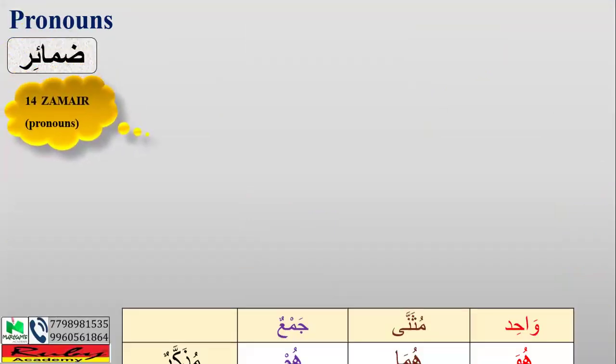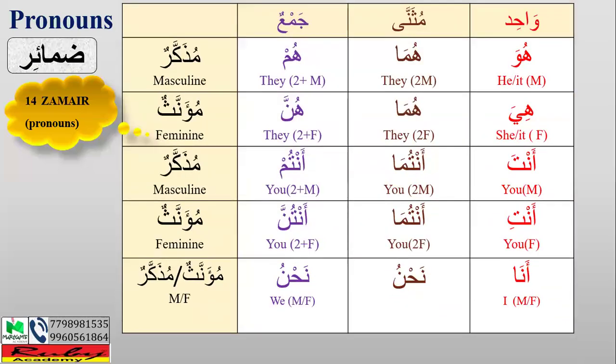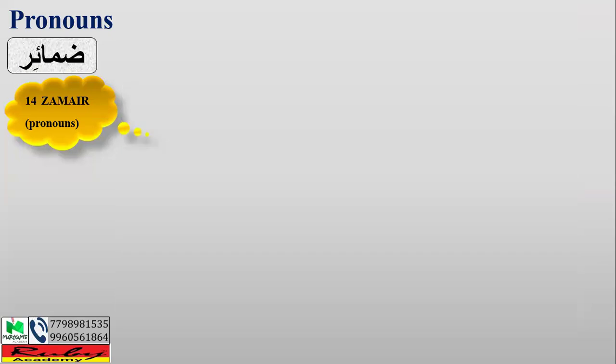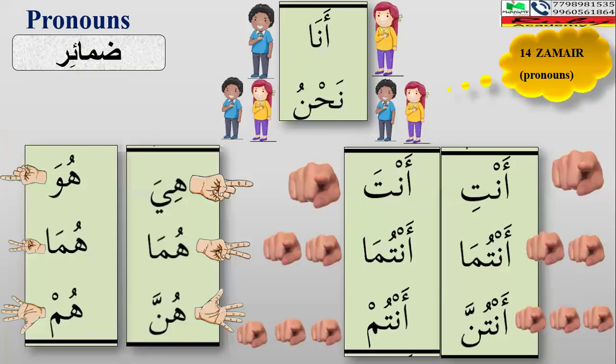Now there are 14 pronouns. You can see here, I have mentioned this table is very important to understand. But before getting this table, we must understand this visualization. Why? Because you need to understand what pronoun I should use in what case.